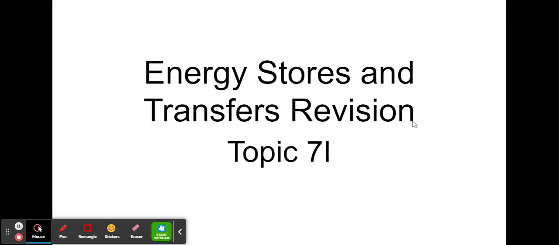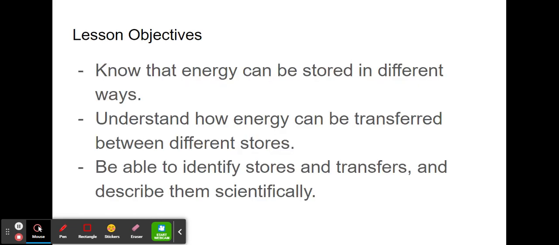This is revision for energy stores and transfers, which is part of topic 7i. This covers 2 lessons in that topic. So in this lesson, we're going to be looking at being able to know that energy can be stored in different ways, understand how energy can be transferred between those different stores, and then be able to identify stores and transfers and then describe them using scientific language.